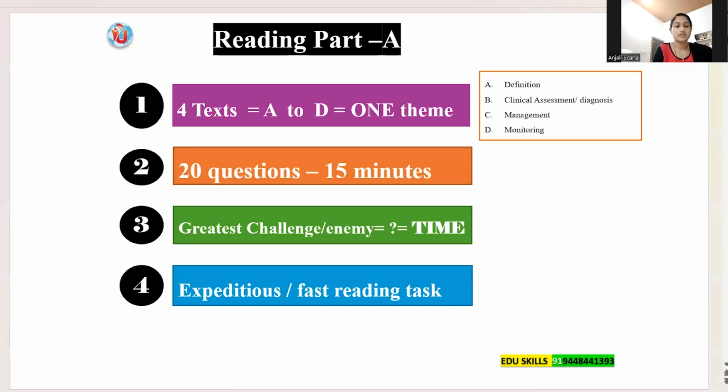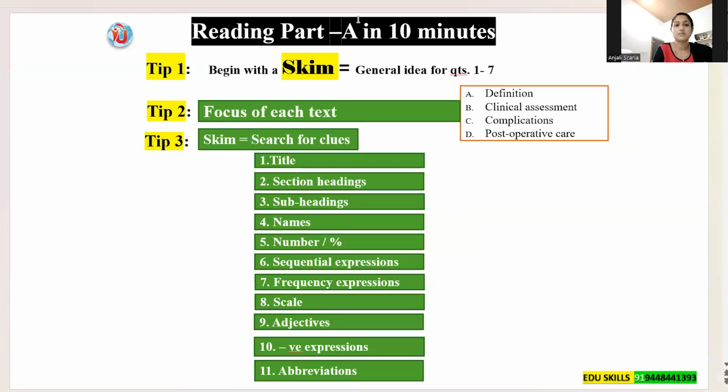As an example, in reading part A, text A will usually be a definition or description. Then in text B, we can see clinical assessment. Then in C, we can see complication. This is just an example I have told you. Don't expect that it will be there in your text when you get the exam. In each reading part A, the heading or content will be different, but this is an example we can keep in mind.